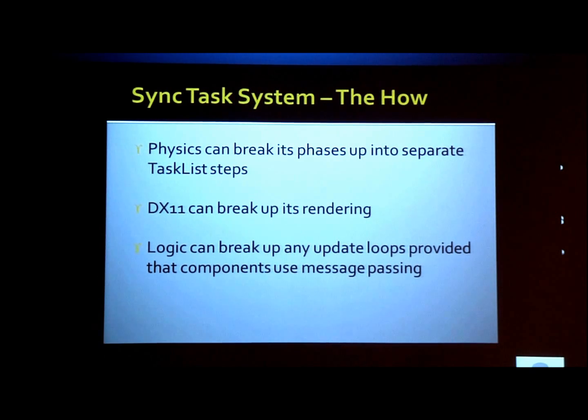we can use the task system in a lot of different ways in our game engines. We can break up a lot of the physics phases into task lists. We can do certain variations of our broad phase. We can do the narrow phase, integration. We can do a lot of stuff in parallel with physics, and with logic we can do it too, but you have to use message passing, so we're not just willy-nilly changing data, because that's what logic lets you do, just grab something and change data on it. We can change our own data, that's fine, but if it comes to another person's data, we have to queue a message up so it can change that data on itself later. And then of course DirectX 11 can break up its rendering, but nobody does that right now, so who cares?